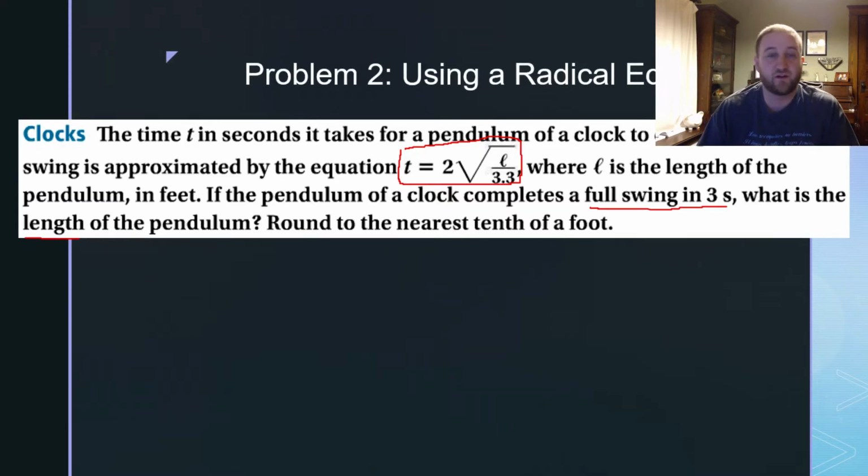Okay, so we're trying to solve for L here basically. T is given. It says the full swing is 3 seconds, so we're going to plug 3 in for T. Okay, and then we have 2 radical L over 3.3.